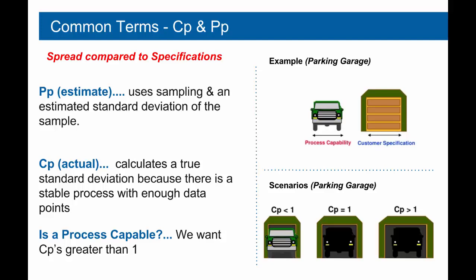So the visuals on the right give a more detailed scenario. So let's say the truck was our process capability. The customer specification is the garage. So in the different scenarios, if the truck was larger than the garage, or our process is outside of the specifications, the CP number would be below 1. If the truck matched the garage exactly, the CP number would equal 1. In any case where our process was well inside of the specifications, that's great. Our CP numbers will get generated as above 1. Again, these are additional metrics to measure and quantify process capability.